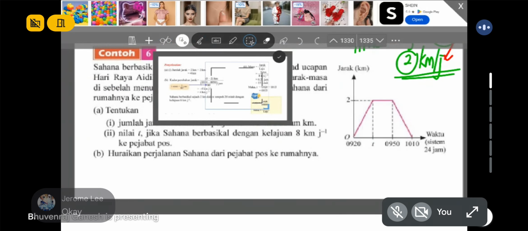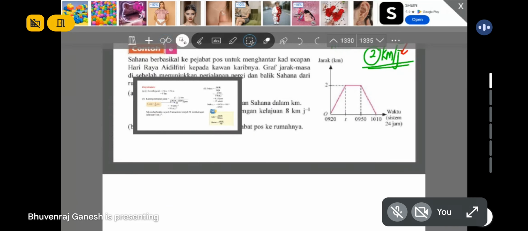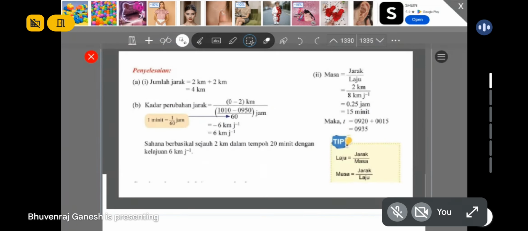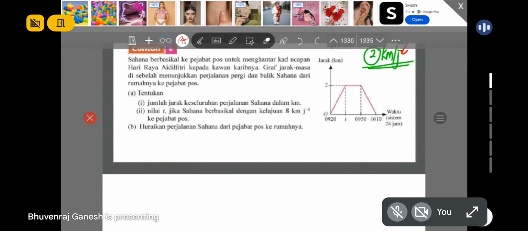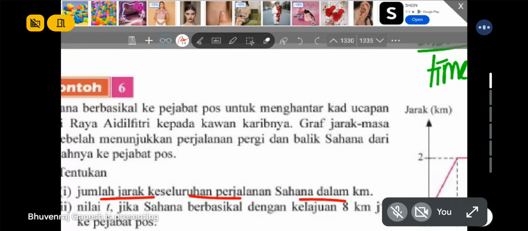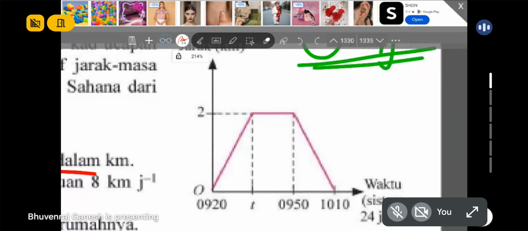Contoh 6. Okay, so this one is the trapezium. Usually for distance time graph, right guys, got only 2 shapes. First shape is trapezium. Second shape, triangle. Dua saja. Okay, it cannot be different one. Okay, so now the question asks you what is the total distance. Jumlah jarak perjalanan. Okay, so can you guys tell me total your distance?